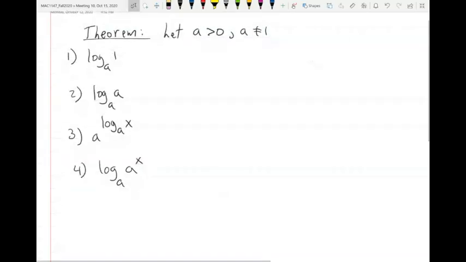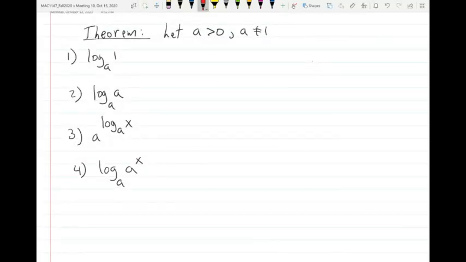And then, okay, let's see. Can you tell me what's number 1? Anybody? Property number 1, log base a of 1. What is this? Very good. This is 0, right? So basically, this is saying whenever you do log of 1, you always get 0. And this doesn't require any proof. This is because a to the 0 is 1, right?